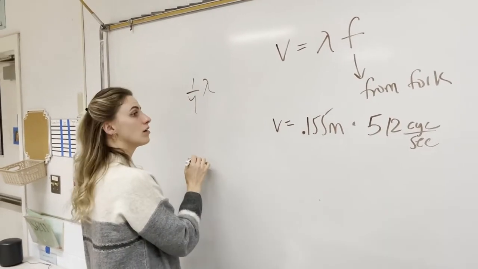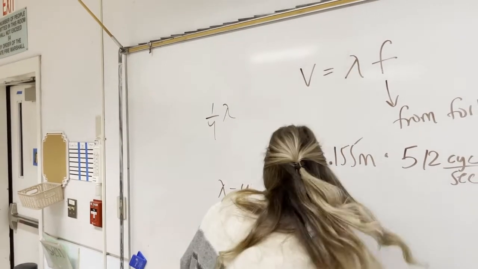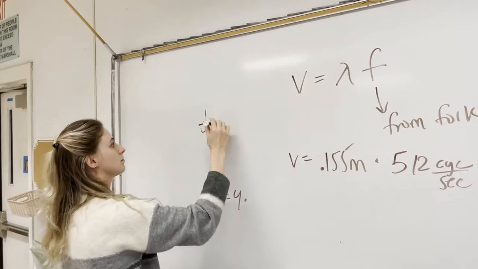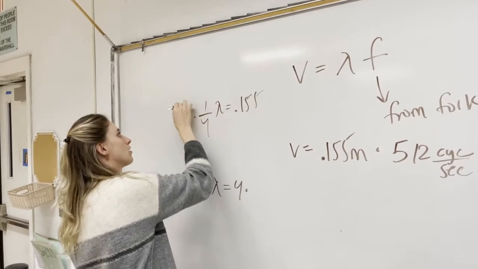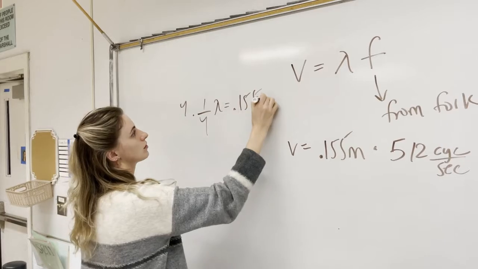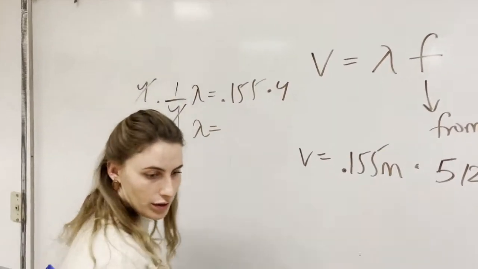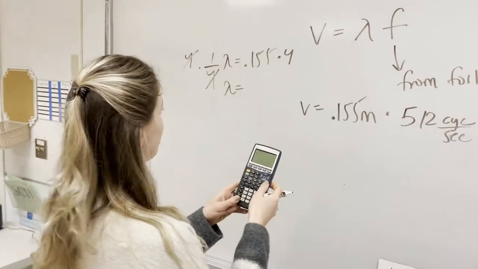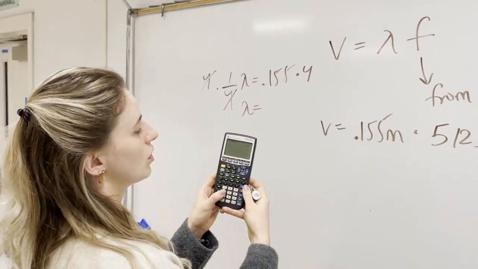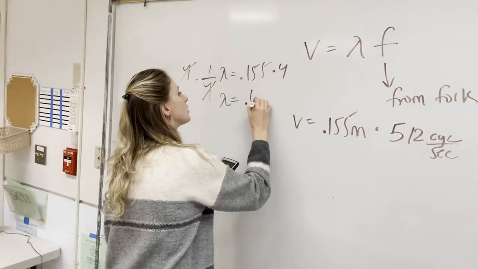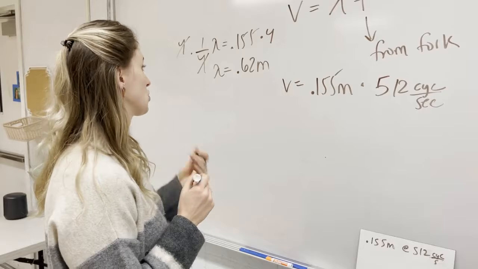So 1/4 wavelength equals 0.155. How can you solve that for wavelength? Times 4. Okay, let's get that number. 0.155 times 4, and I got 0.62 meters. So instead of our wavelength being 0.155 meters, it's actually 0.62 meters.